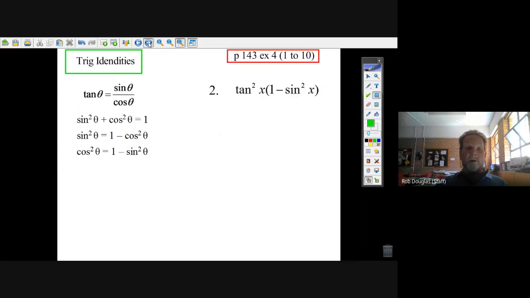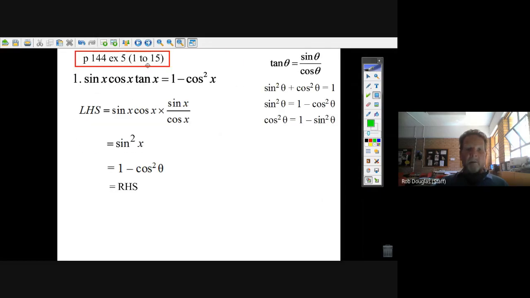Now, these were some different questions we did. I want you to take a look at this first question here. The problem is you're supposed to prove that sine x cos x tan x is equal to 1 minus cos squared x. Well, what you do is you start with one side, and I start with the side that's the most complex, sine x times cos x times tan x, and because tan x equals sine x over cos x, you can replace it with sine x over cos x. Now it's all about fractions.